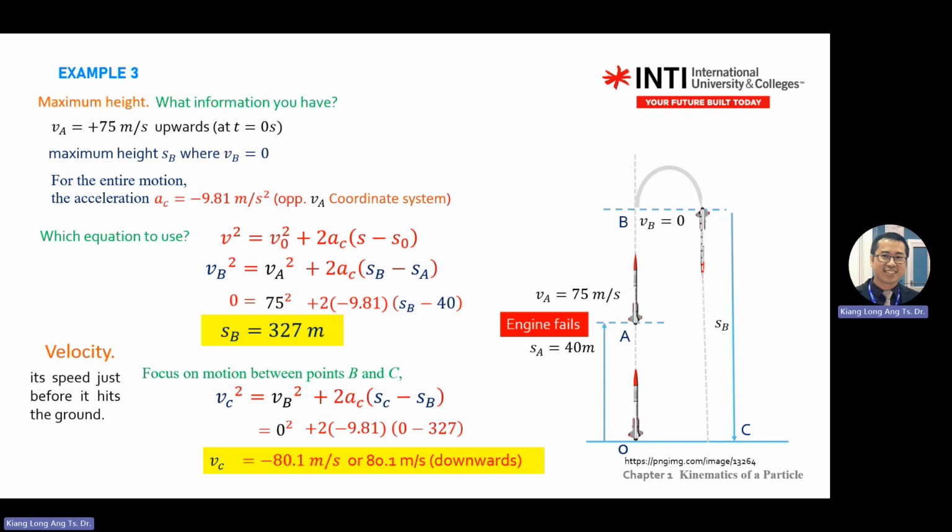This is a distance. What is the distance of C? 0, right? SB is 327. This one, SB. First point. This is second point. You take second point minus first point. First point, second point. So you take second point minus first point. Yeah? How come you take first point minus second point?